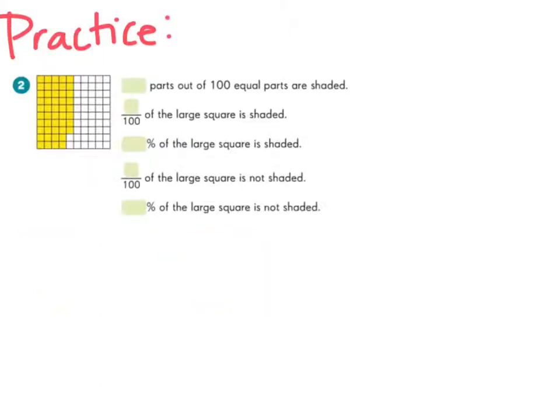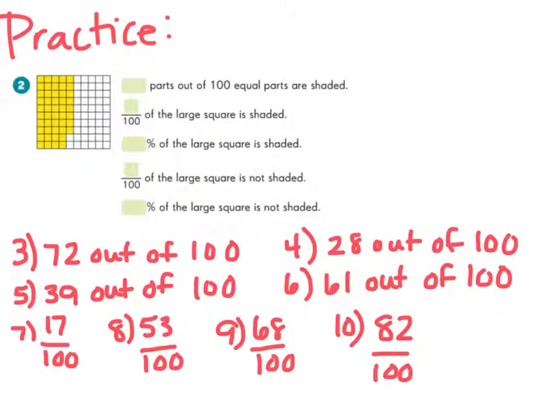For problem 2, please count the parts out of 100 equal parts that are shaded. Then fill in the rest of the green boxes here. For problems 3 through 6, express as a percent, and for problems 7 through 10, express each fraction as a percent. There are 2 additional practice problems on the next screen, so press pause while you work these out and move on when you're ready.